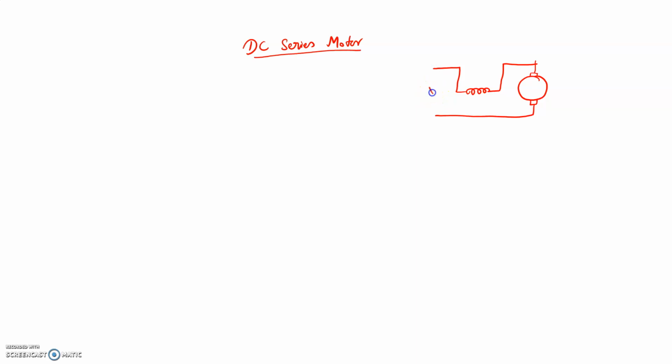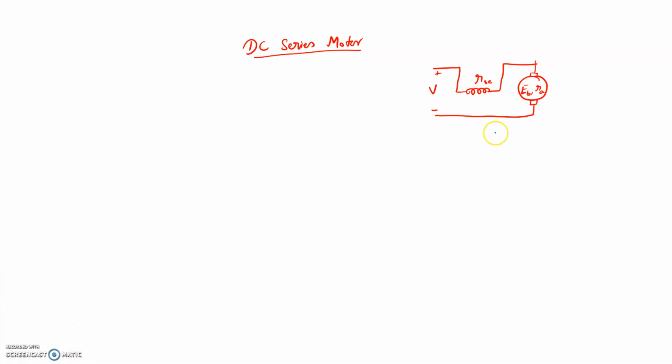Now we have a supply voltage V. The field winding is given with a resistance RSC. Armature winding is given with a resistance RA. The back EMF is given by EB, with a positive and negative sign. So this is what a DC series motor circuit diagram looks like.